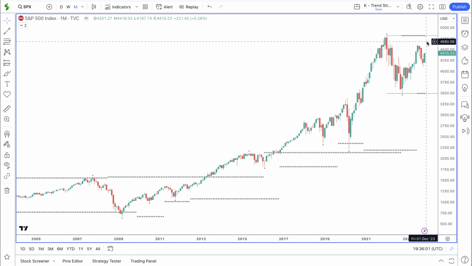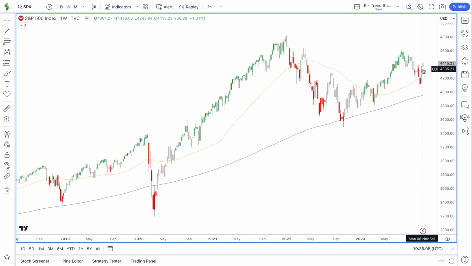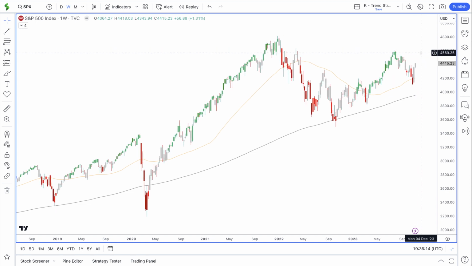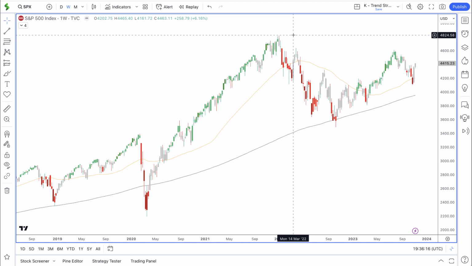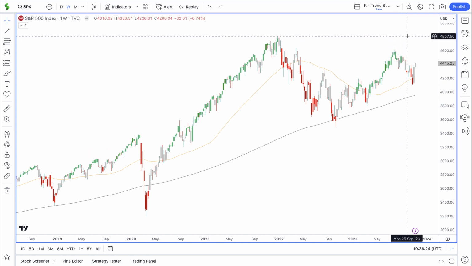So let's move over to the weekly time frame. The bars are currently grey. If it continues to rise, we should see green bars once again, indicating bullishness in the S&P 500. The first level of resistance before the all-time high up here would be the high of July at $4,607. If price can break above this level, then we're likely to see a push towards the all-time high, and we want to see a breakout of this level as well.